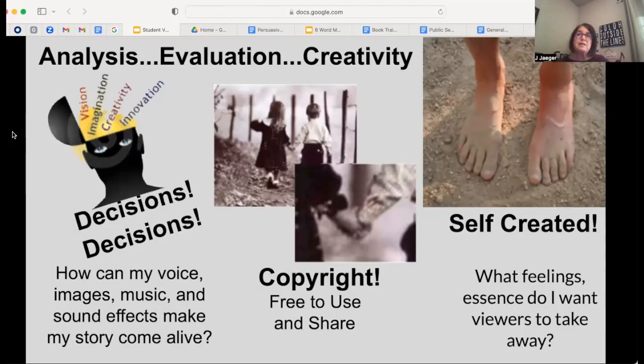Now, I would be remiss if I did not mention copyright. This is huge. So we always want our students to make sure that they are copyright free to use and share. And that's an important piece. Once it's put out for public consumption, it must be copyright free. Absolute must. That's the music, the images, absolutely everything. So one thing we encourage, if they can't find copyright free to use and share images, take their own.